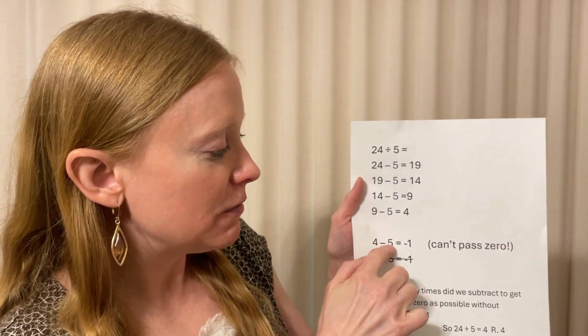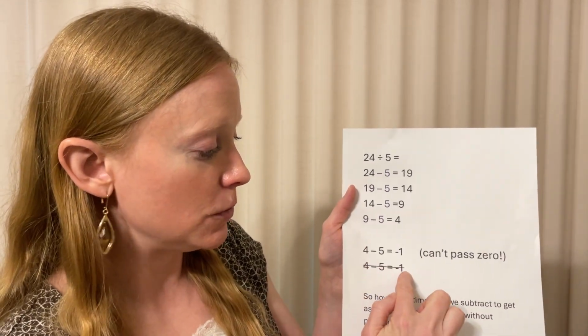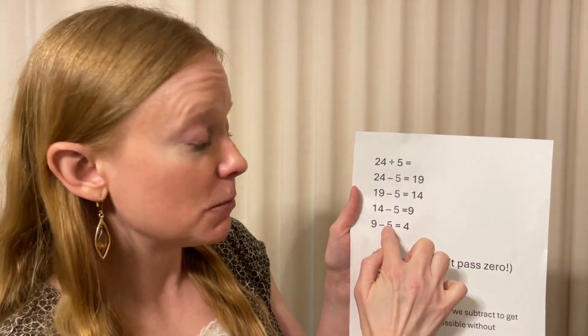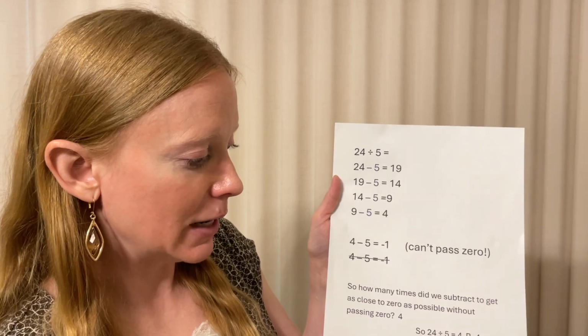So 4 minus 5 is -1. That would pass 0. So we are not going to do that. We're going to count how many times we did subtract 5. 1, 2, 3, 4. And then the number that we are left with becomes our remainder.